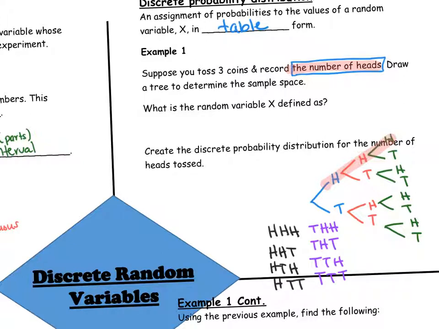So what you just did is you created the sample space. And inside of this sample space, how many items are there? How many events occur in the sample space? How many events are here? There's 8 total events. Everybody got that?